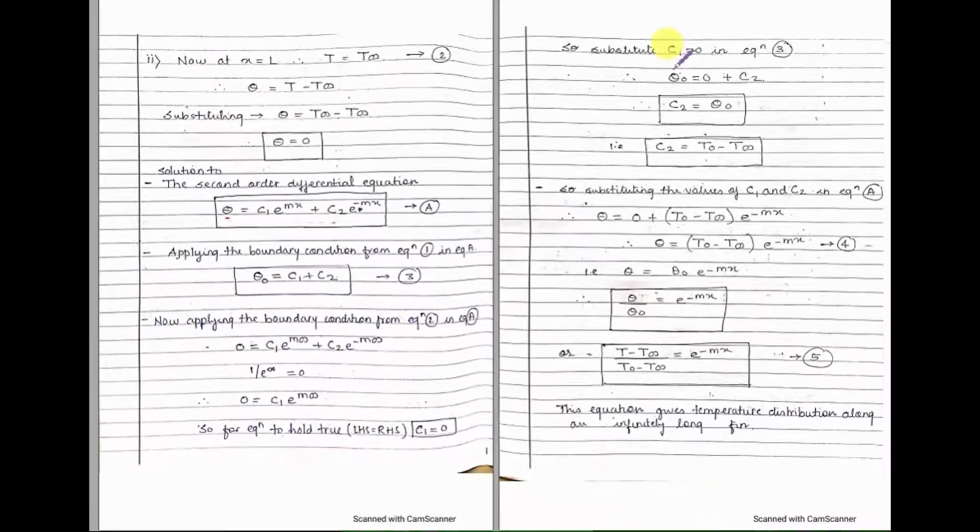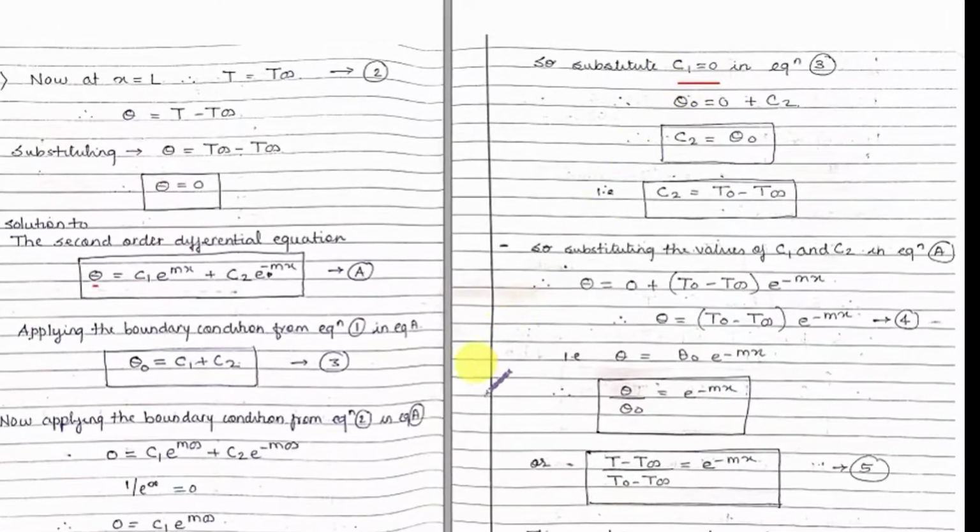So substitute C1 is equal to 0 in equation number 3. What I get is C2 is equal to theta 0. So I have got the value of C1 now, and I have got the value of C2 now. Now I will substitute the values of C1 and C2 in equation number A.